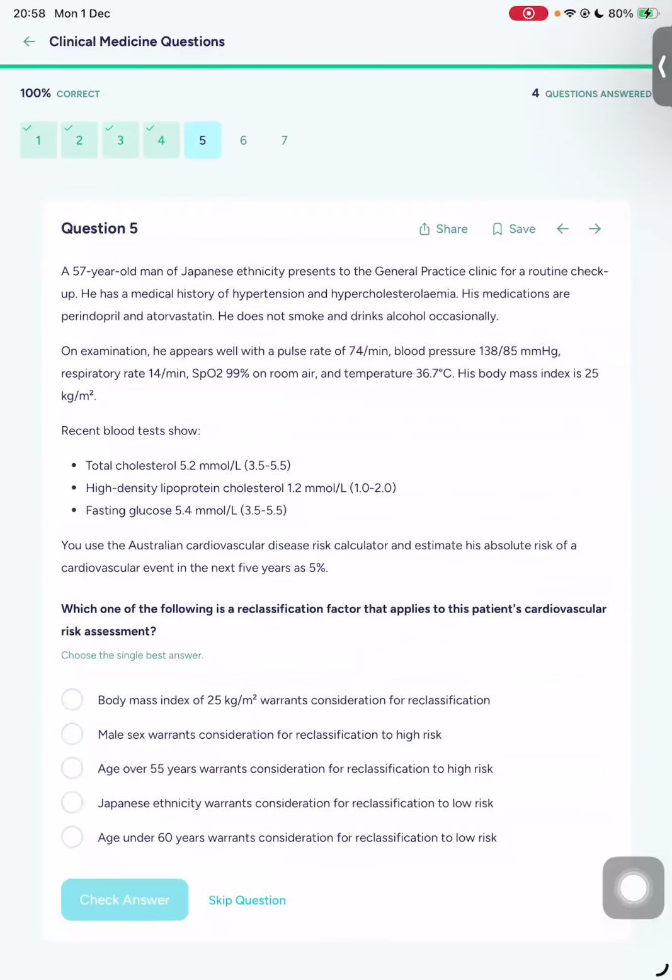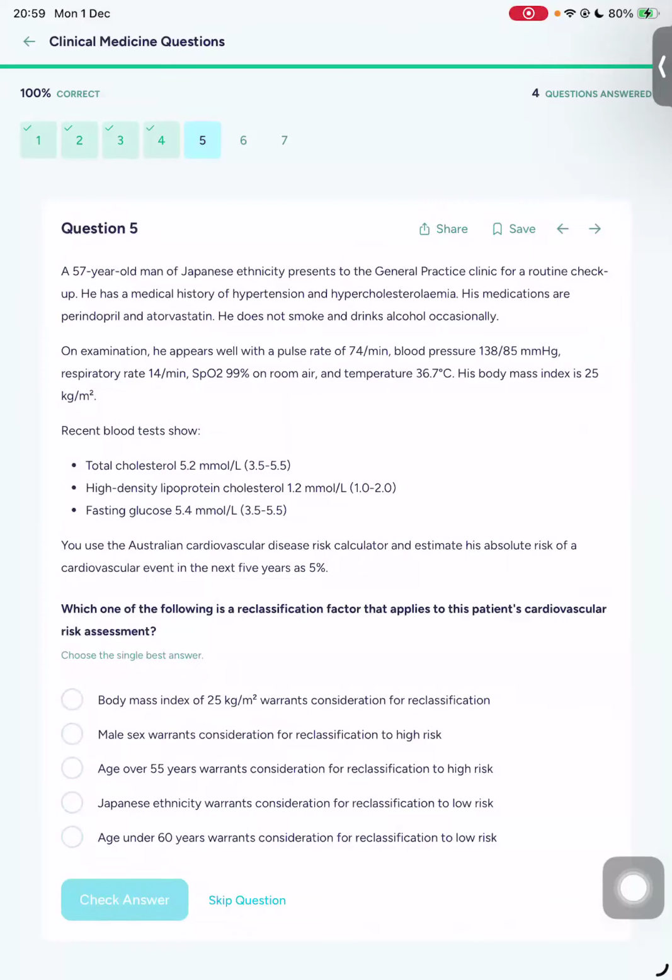So the next one is a 57-year-old man of Japanese ethnicity who presents to the GP clinic for a routine checkup. 57, Japanese. He has a medical history of hypertension and hypercholesterolemia. His medications are perindopril and atorvastatin. He does not smoke and drinks alcohol occasionally.